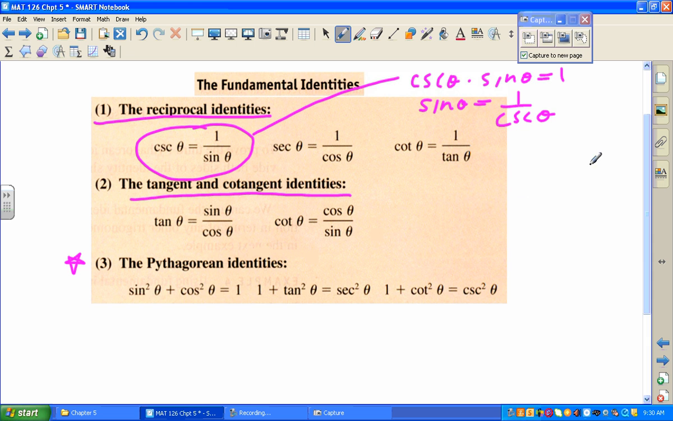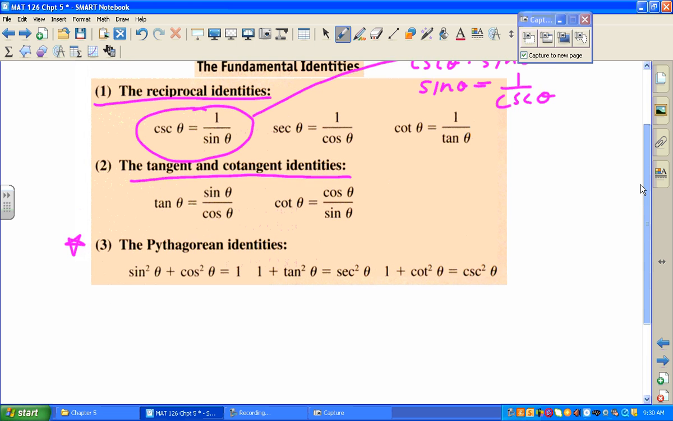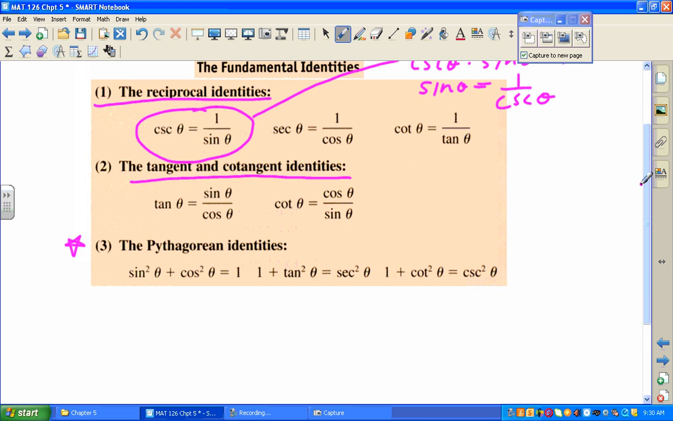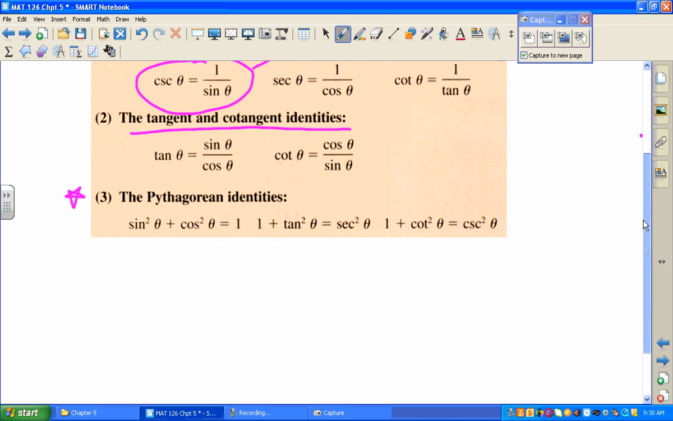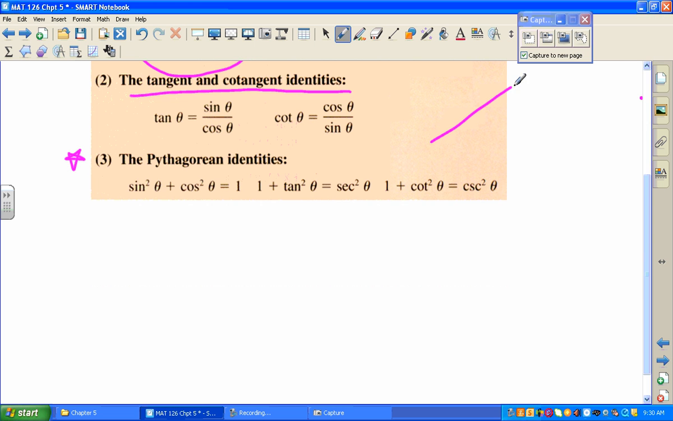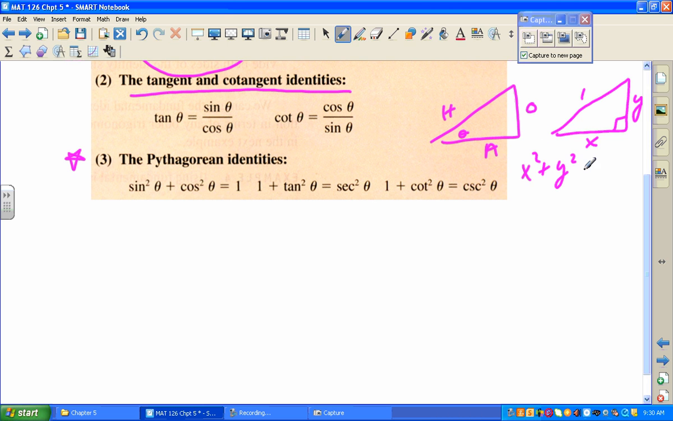The Pythagorean identities, I'll talk a little bit about where they come from and what they mean. It goes back to our pictures. We said that we had the hypotenuse, the opposite, and the adjacent for theta, right? And we said on the unit circle we had the 1, the y, and the x, correct? So far so good. We also said we have x squared plus y squared equals 1, correct?